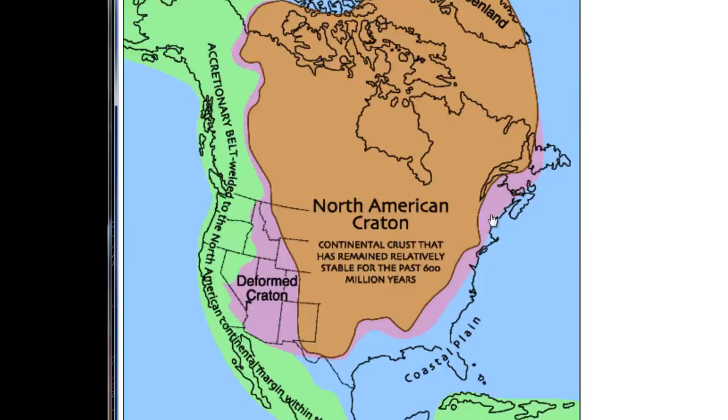For those of you that don't know, the North American craton is, as it says here, continental crust that has remained relatively stable for the past 600 million years. That's a long time, guys. Whether or not that's true, who knows? It's purely hearsay. I didn't do the research. You didn't do the research. And even if you did do the research, again, it's purely hearsay, it's all theory, and there's no way to truly and genuinely know.